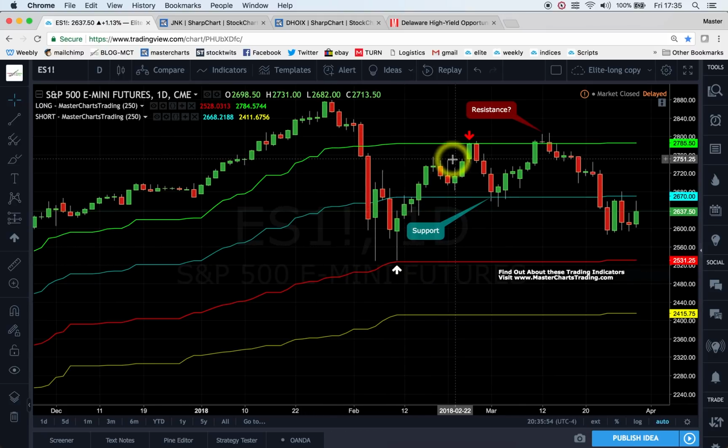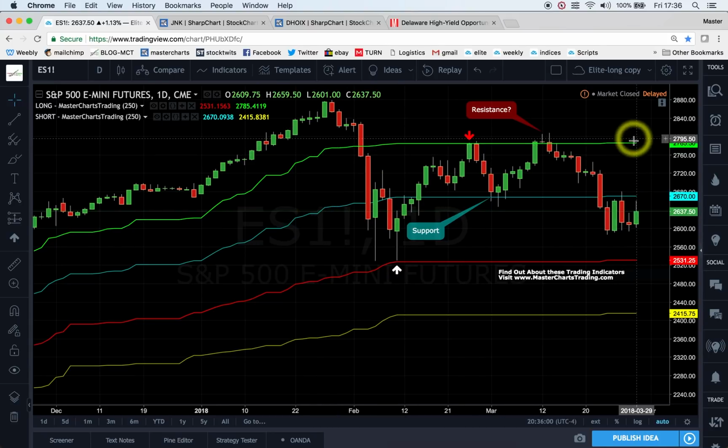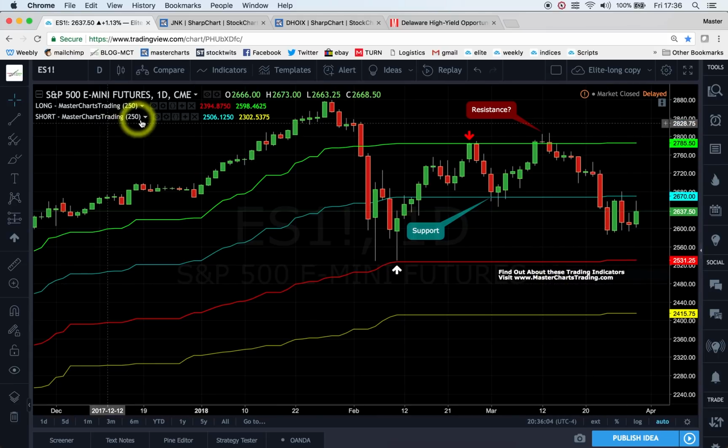Here we're seeing a normal looking pullback. You can also see these four indicator lines. These are support resistance lines that are calculated using my indicators, and you can find them at TradingView. They're called MasterCharts Trading Long and Short.